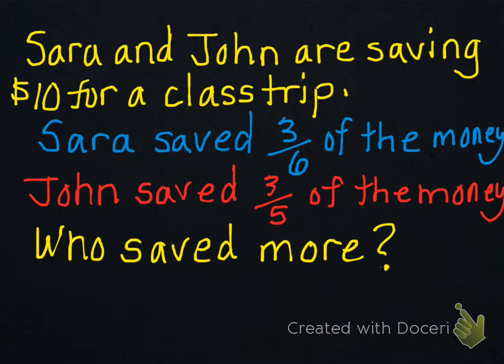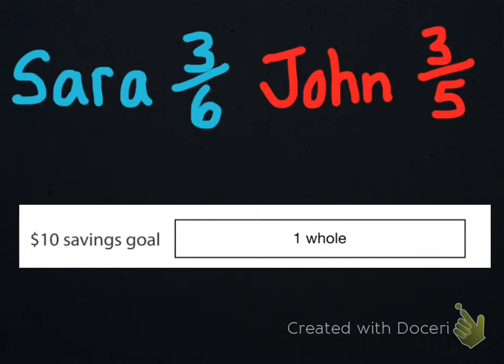And the easiest way to solve a problem involving fractions is to use a model. So I have used a rectangle as the model for the one whole. The whole is the $10 that each of the students is trying to save for the class trip. Sarah has saved 3/6 of that whole. John has saved 3/5 of that whole. Now we're going to see how we can show that using the model we have for the whole.